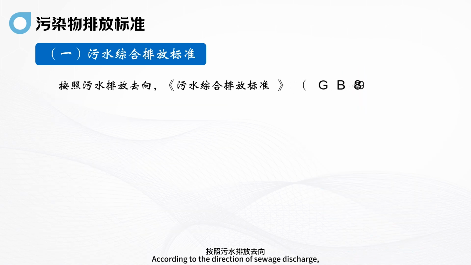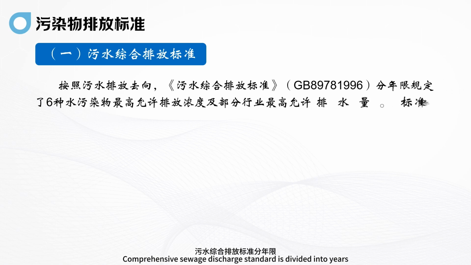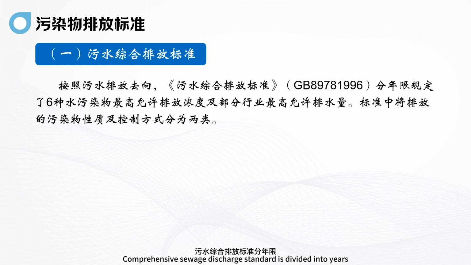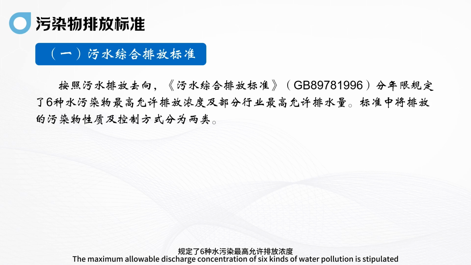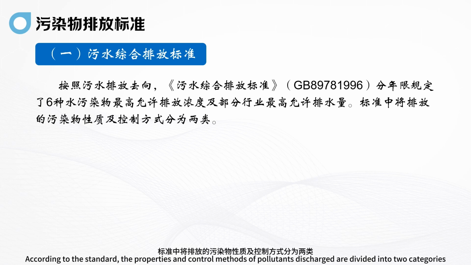According to the direction of sewage discharge, the Comprehensive Sewage Discharge Standard is divided into years. The maximum allowable discharge concentration of 69 kinds of water pollutants is stipulated, that is, the maximum allowable displacement of some industries. According to the standard, the properties and control methods of pollutants discharged are divided into 2 categories.